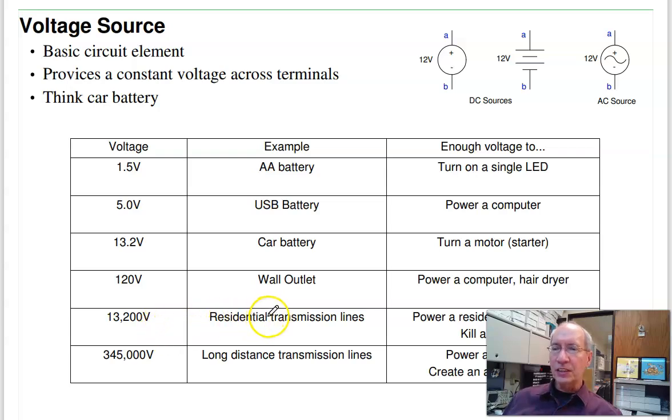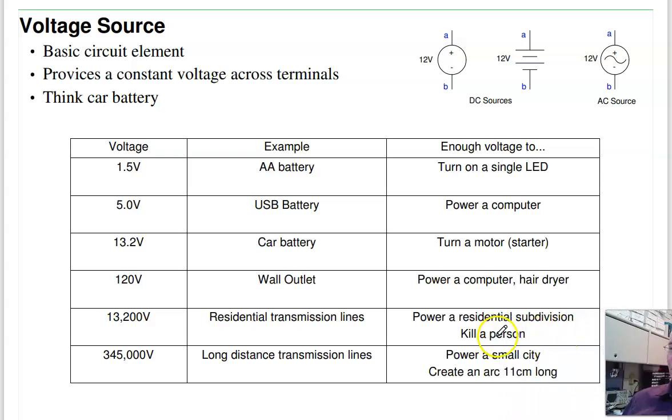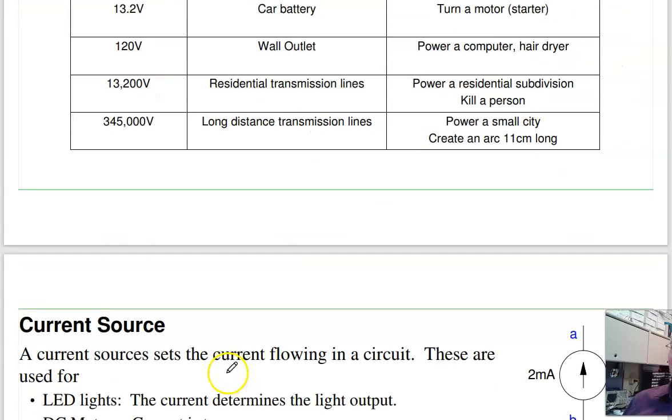13,200 volts is a residential transmission line. That's enough to power a small subdivision, enough voltage to kill a person. And 345,000 volts is what's used for long-distance transmission lines, enough to power a small city, create an arc about 11 centimeters across, really fry a person. That's a voltage source.